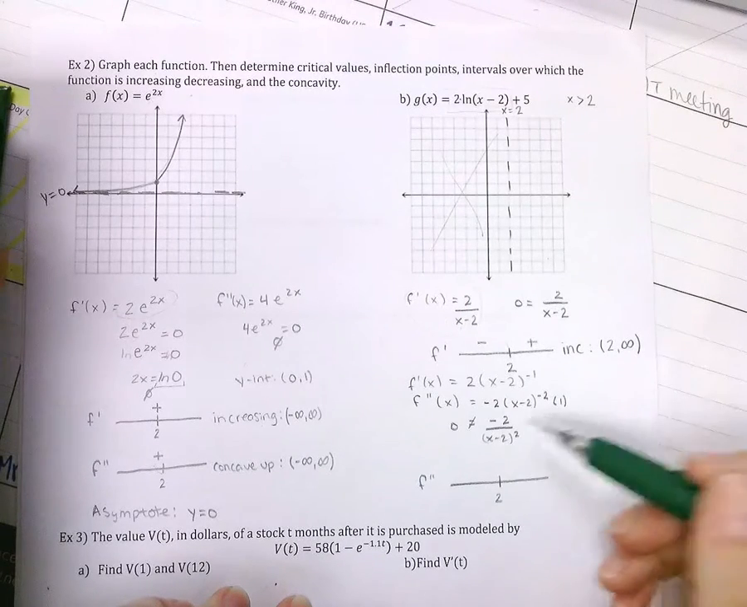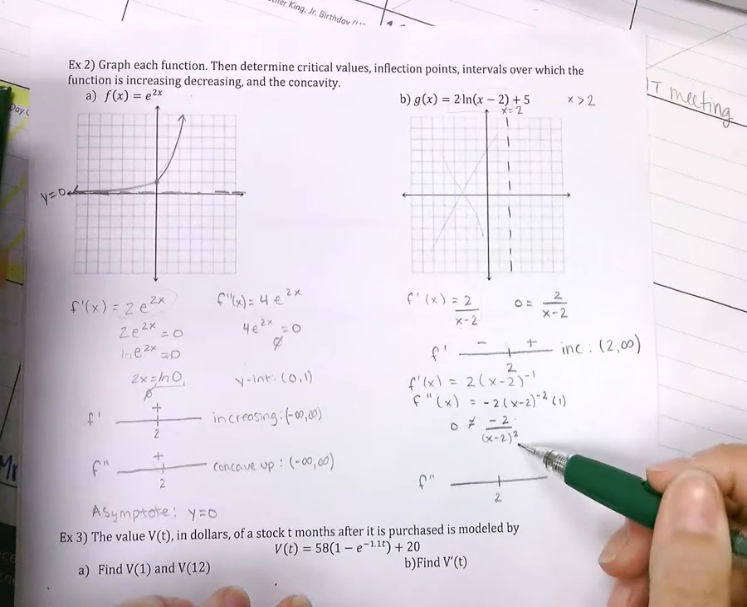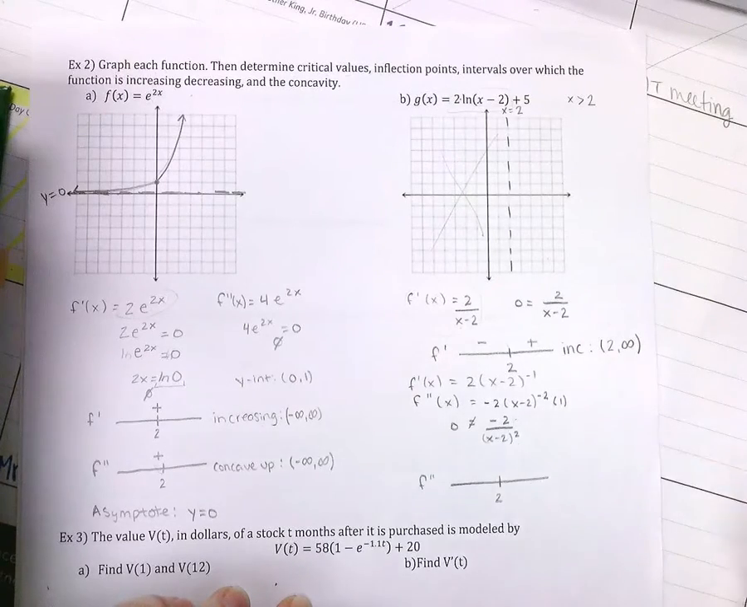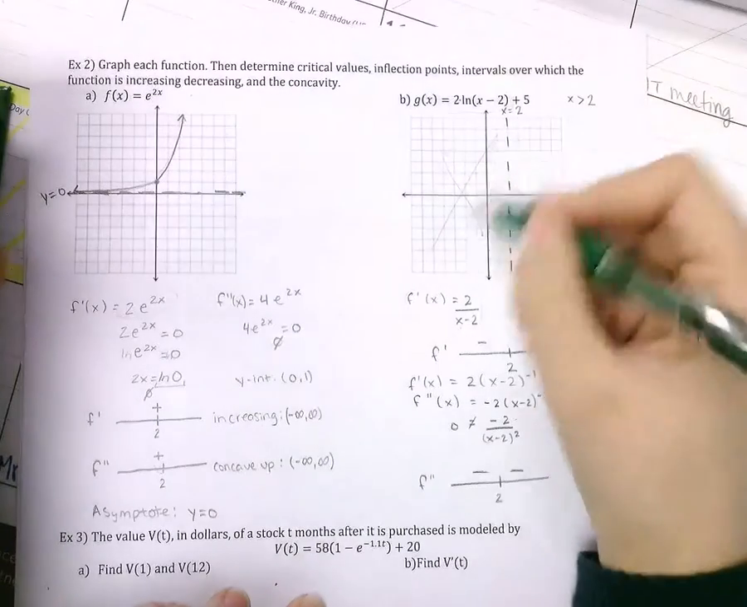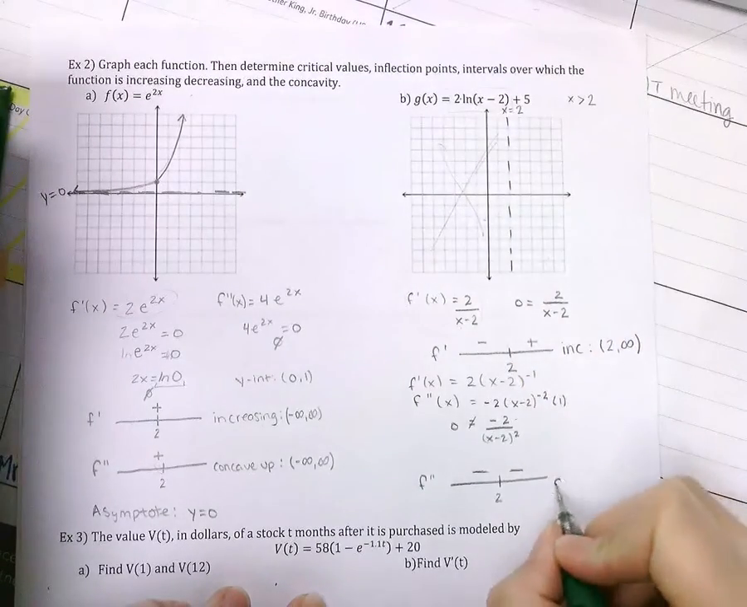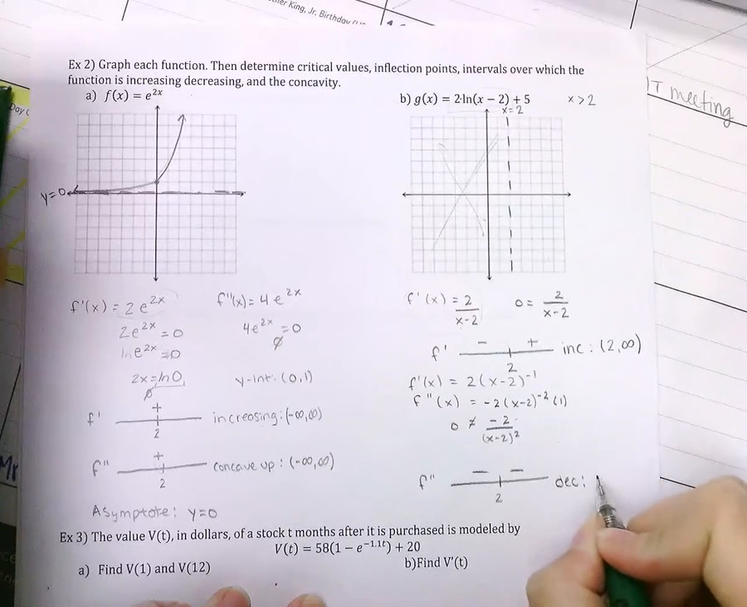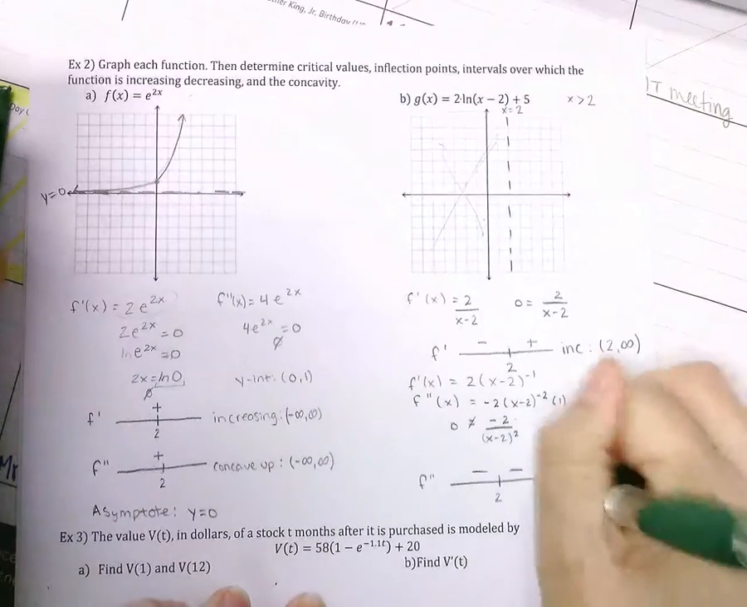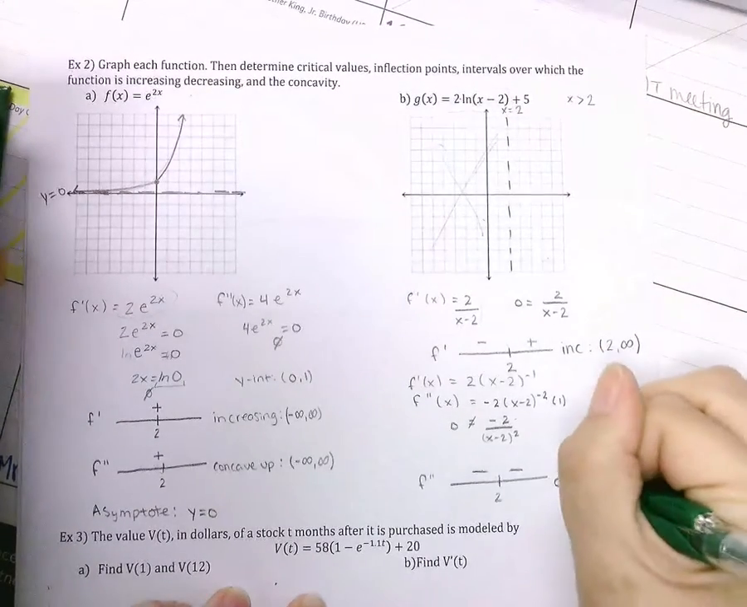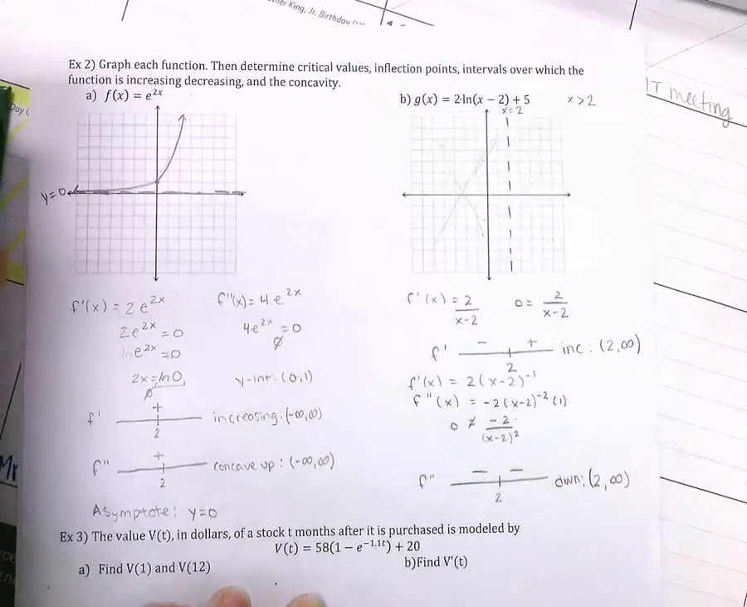Now, the numerator is always negative, the denominator is always positive, which means this is always negative. But remember, our function doesn't exist over here, so we don't really care about that. So it is decreasing from 2 to infinity. Wait, isn't that concave down? Oh wait, yeah, it is concave down. Yeah, 2 to infinity.